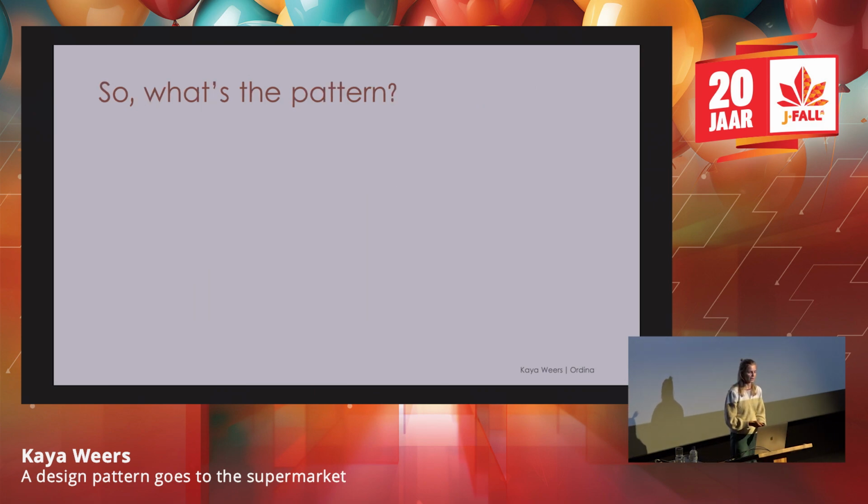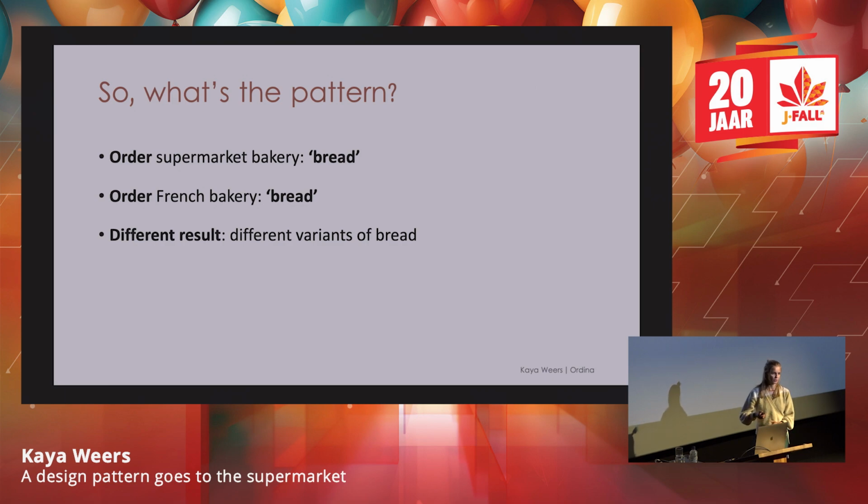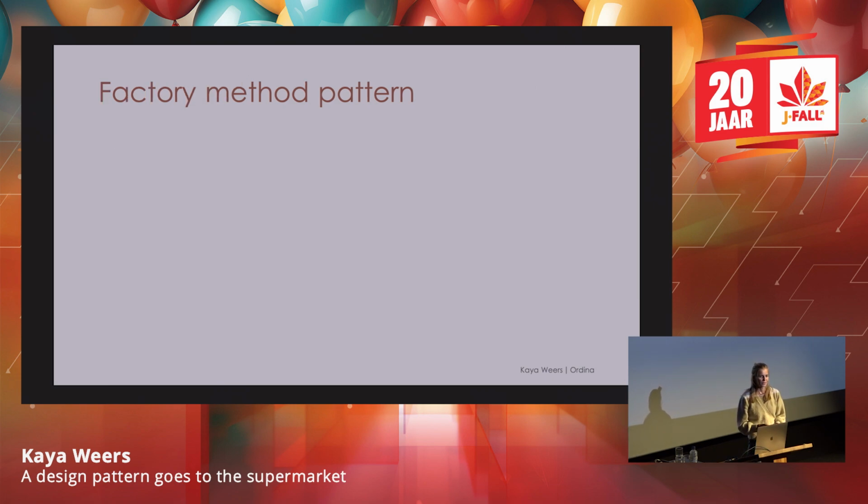So what we saw happening was Bobby and Billie first go to the supermarket bakery and they order bread. Next, they go to the French bakery and they order bread. So they order the same thing twice, but they get different variants of the bread based on the location. So what's the pattern called? It's the factory method pattern.